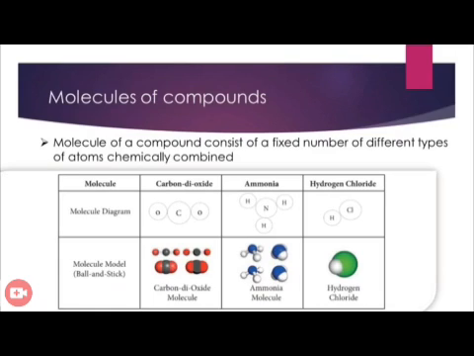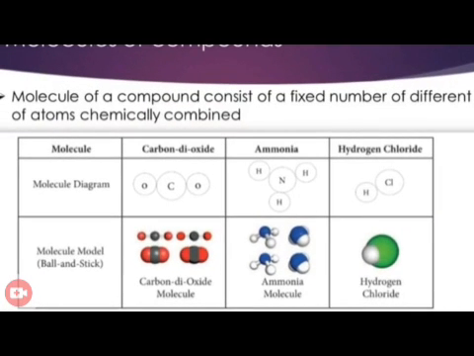Ammonia, formula NH3. One nitrogen atom is combined with three hydrogen atoms. The third one, hydrogen chloride, HCl. The hydrogen atom is combined with a chlorine atom. So these are the structures of molecule diagrams. One atom is combined with another atom through chemical combination. So that is the molecule of a compound. The carbon dioxide molecule diagrams are here, and the ammonia molecule and hydrogen chloride.